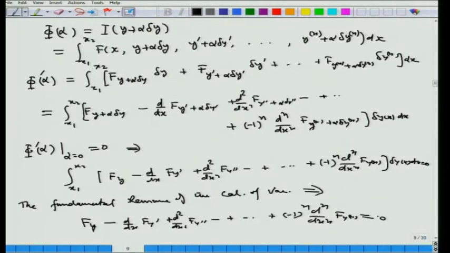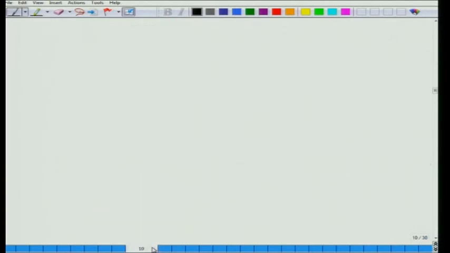So, this is what is called the Euler-Poisson equation. So, the Euler-Poisson equation is the necessary condition for y to have the optimal value of the functional. So, here let us consider some examples.